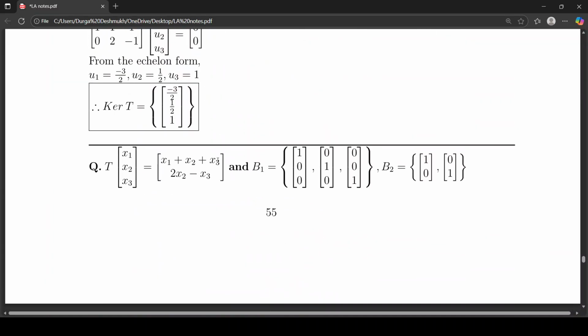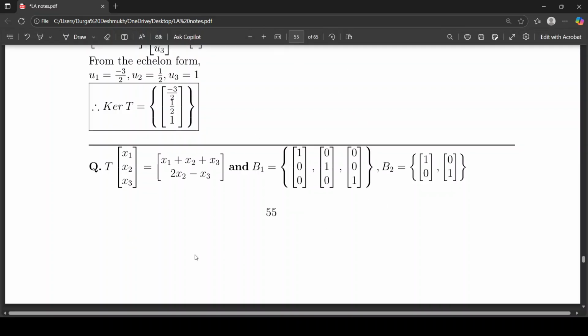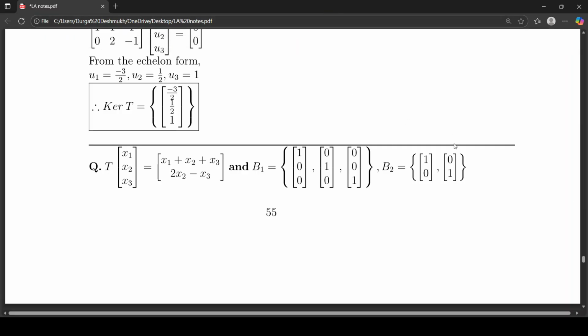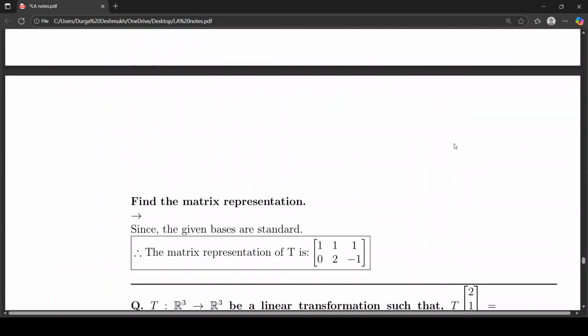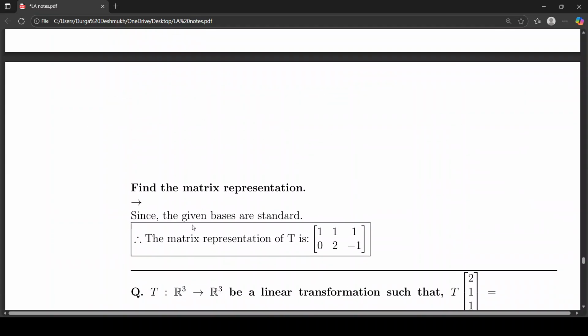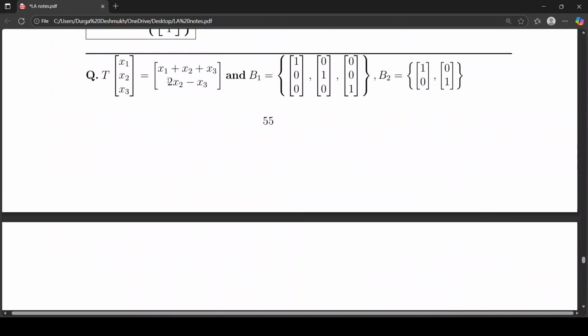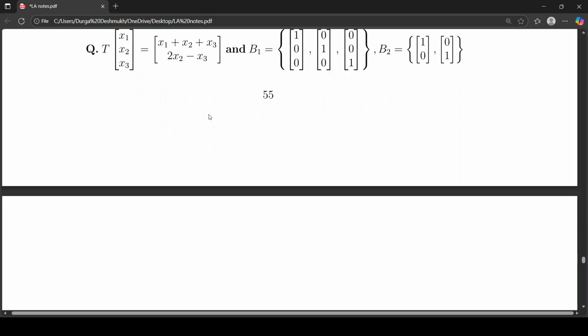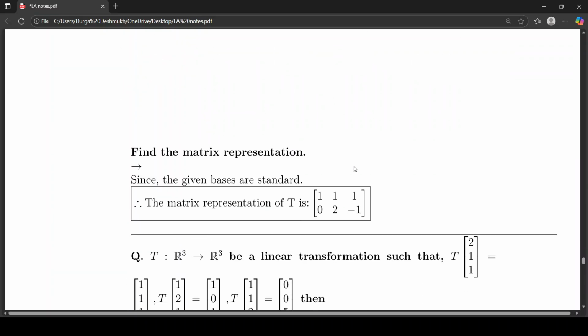Okay, so here this is kind of a shortcut, I'll say. Here this transformation is clearly from R3 to R2. So the bases are standard bases. The first one is the standard basis of R3 and the second is the standard basis of R2. So the matrix representation here is literally just this: 1, 1, 1, 0, 2, minus 1. It is the matrix representation that is needed. No need to compute anything else since the given bases are standard bases.